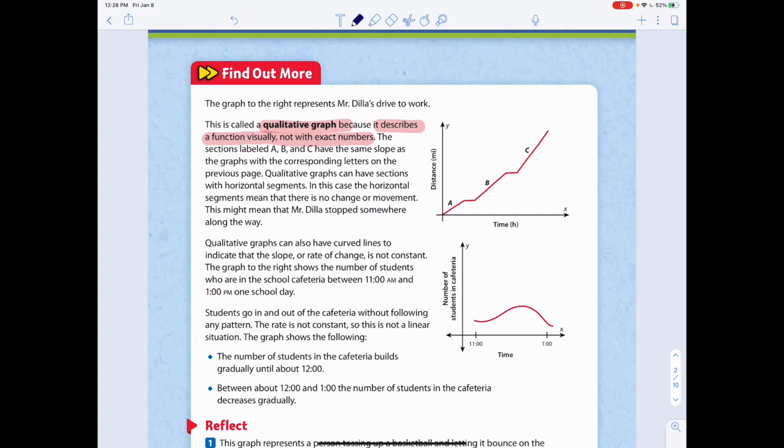Very easy. The sections labeled A, B, and C have the same slope as the graphs with the corresponding letters on the previous page. Qualitative graphs can have sections with horizontal segments. In this case, the horizontal segments mean that there is no change or movement. So that's important as well. This might mean that Mr. Dia stopped somewhere along the way. Now we're seeing that he stopped somewhere along the way here. That's our horizontal section.